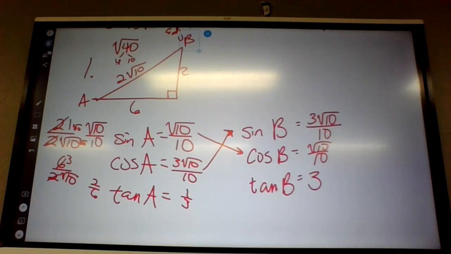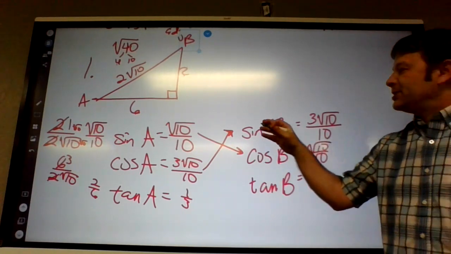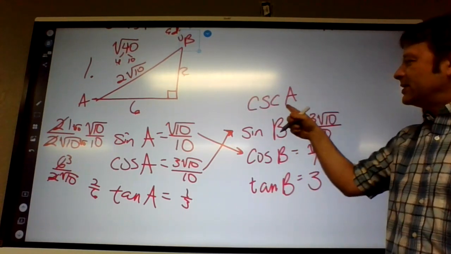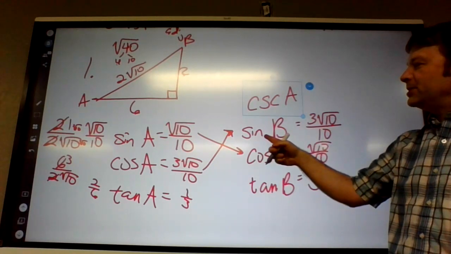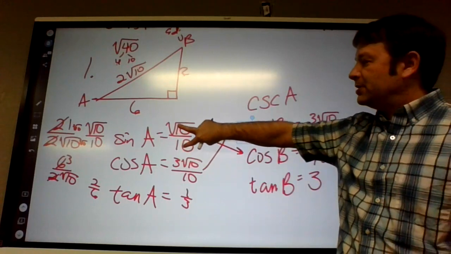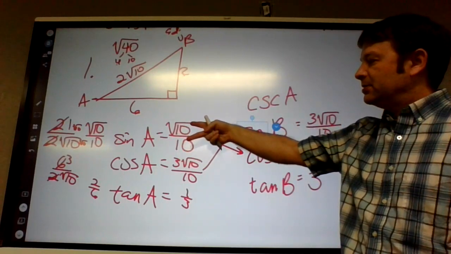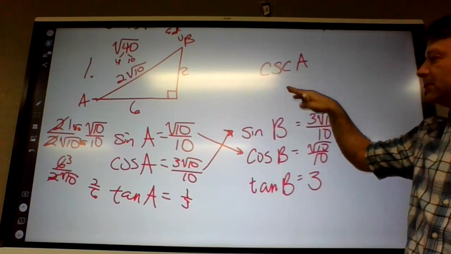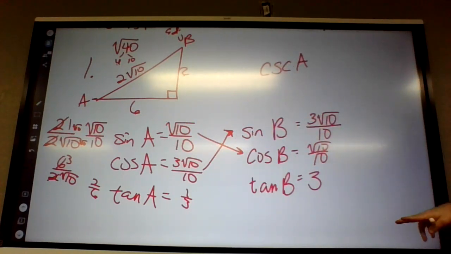Okay, that does not work if sometimes they ask us, like, what's cosecant of A? That's different than sine of B. What would cosecant of A be? It would be this upside down. Okay, that's different.